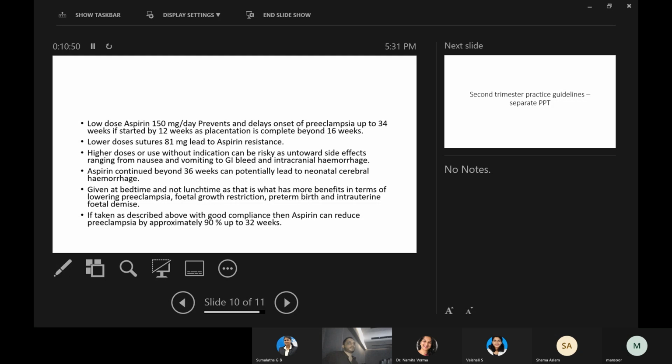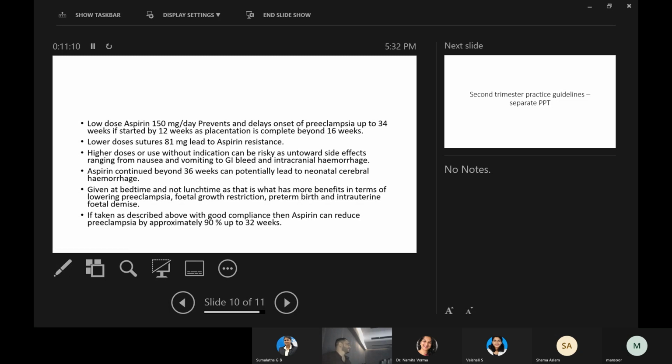Lower doses, less than 150, if you give, then there will be aspirin resistance. As per the ASPRE trial, they did one study and found this is the good dose, and this is when it should be started. And higher doses without indication, no, this is actually what is happening.